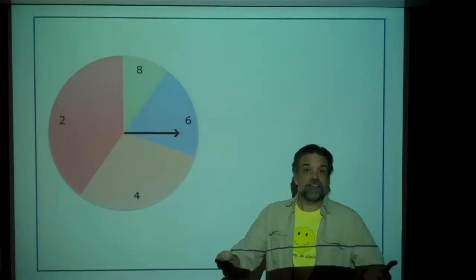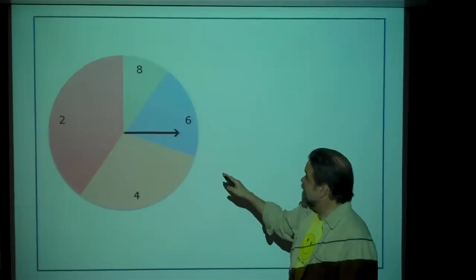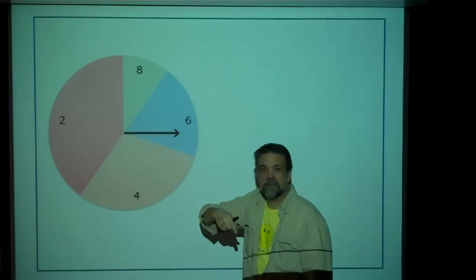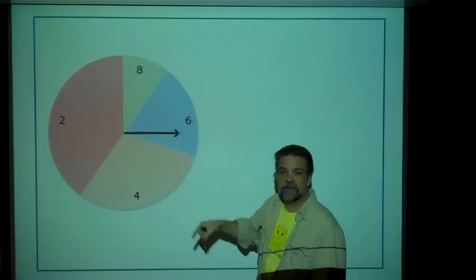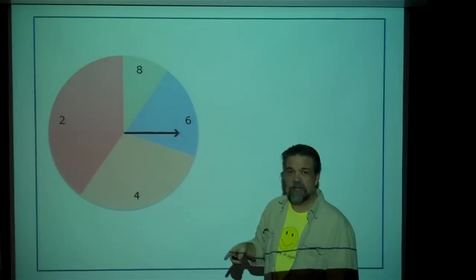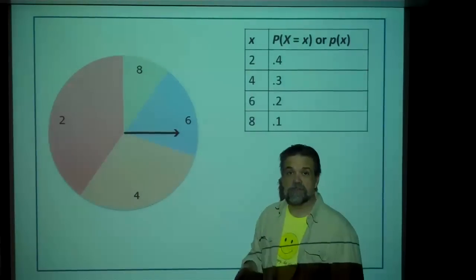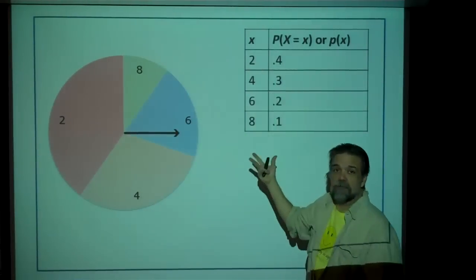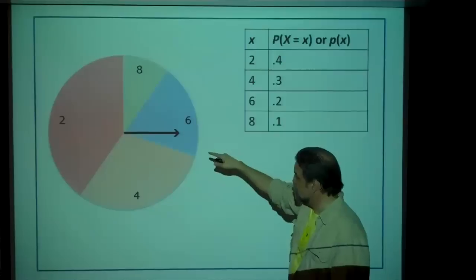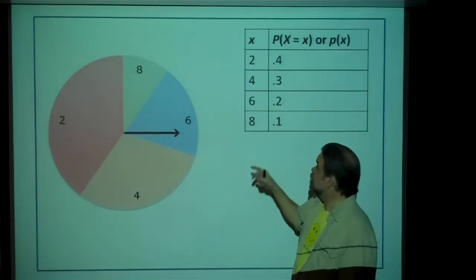So let's look at an example. We have here a spinner, a shaky spinner. I can flick this little arrow and it'll spin around and hit one of those numbers: 2, 4, 6, or 8. But as you can tell, it's way more likely to end up on 2 than on 8. And here we have the associated probabilities. This is called a probability model, or a probability distribution. It shows all the possible values of our random variable, and then the associated probabilities with those values.